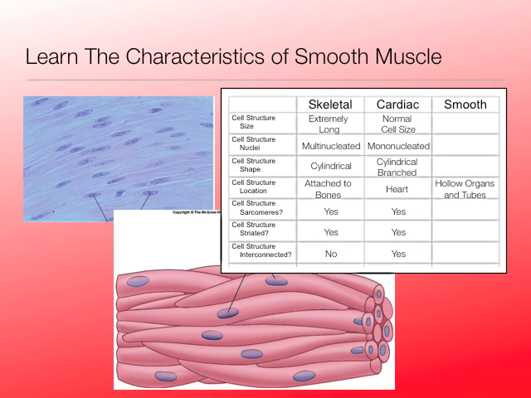The size, they're a little bit longer. You know, if this is the size of a cardiac muscle cell, then there may be 3 or 4 times longer, but they're not extremely long like skeletal muscle is. So the smallest cell size would be cardiac. Smooth muscle, the cells are a little long. Skeletal muscle fibers are extremely long.